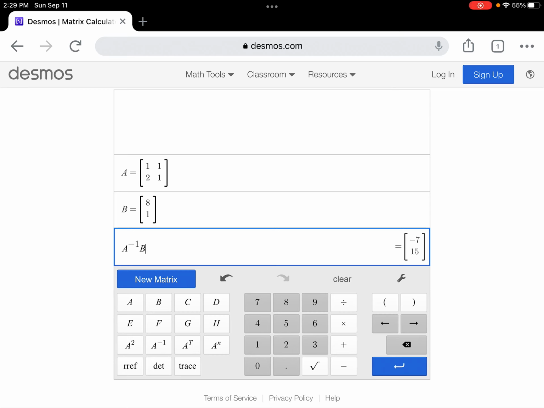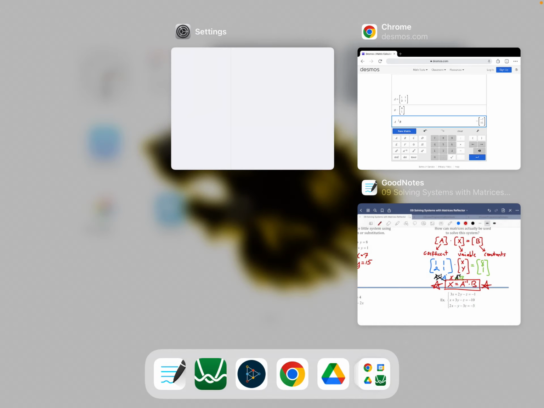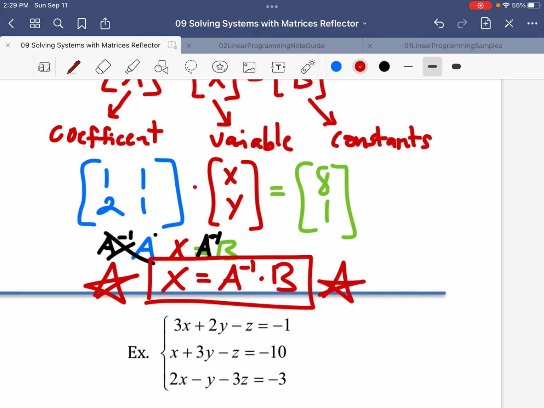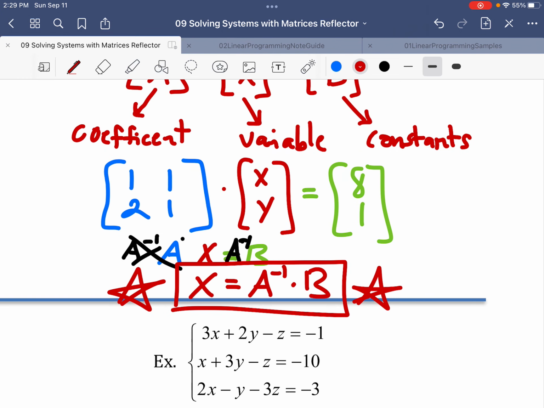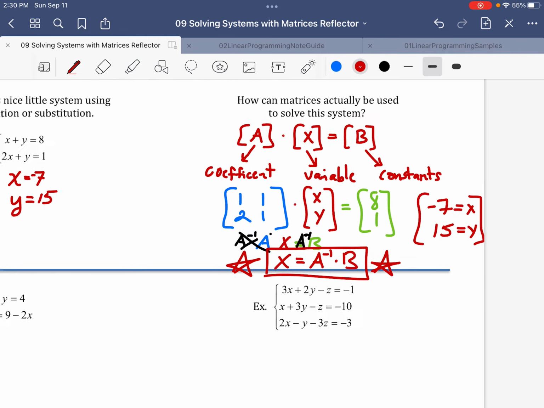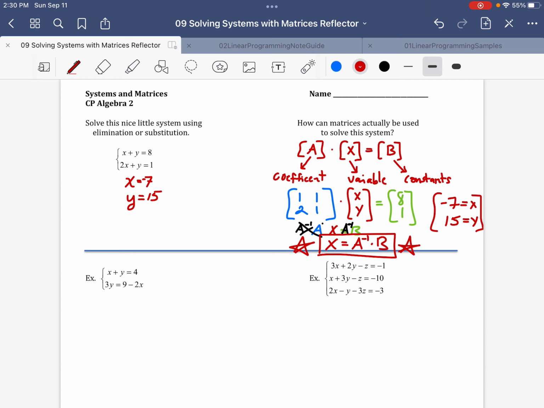A inverse times B. And what do we get? Look over there on the right-hand side. -7 and 15. Those were the same answers that we got for our system. That's because that's how this works. When you get -7 and 15, that's your variables. That's your x and your y. And that's why you came to class today, so that we could learn about A inverse times B.